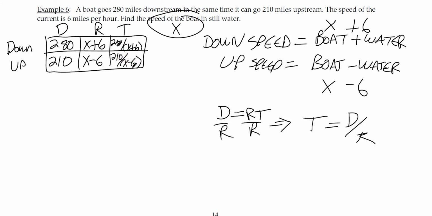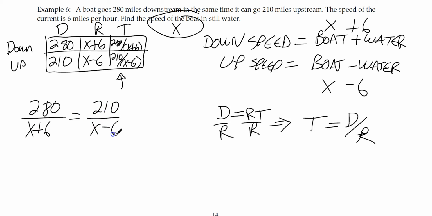Now the last column that you fill out, you get to do something with those two in an equation. So there'll be something really easy and something pretty easy. And then the third one you fill out with the formula. And then the last one that you do, set that up in some equation. What do we have for equations for time? Same time. These times are equal. So we have 280 divided by x plus 6 equals 210 divided by x minus 6.